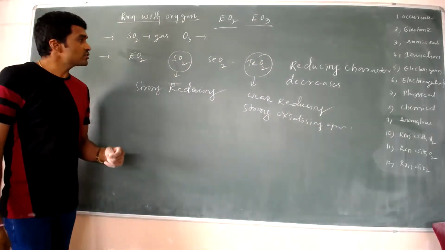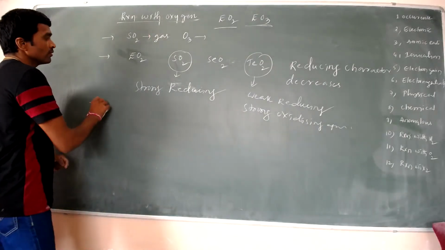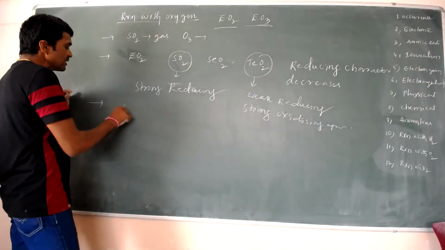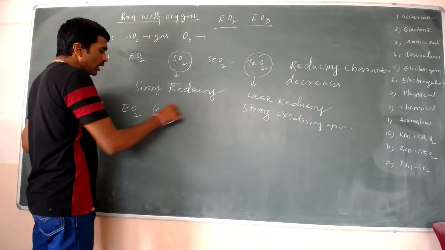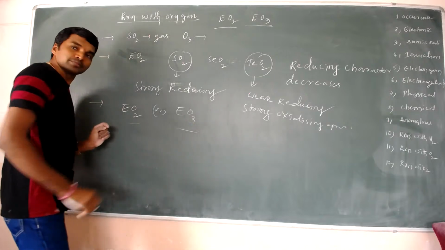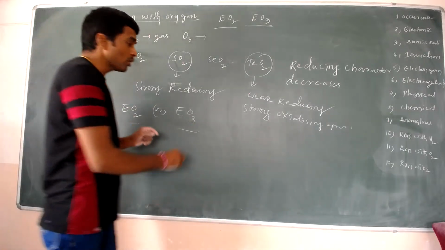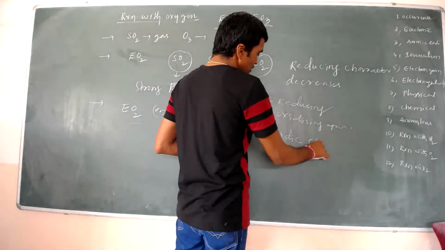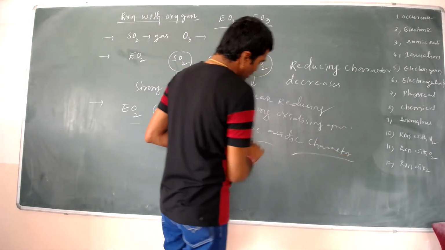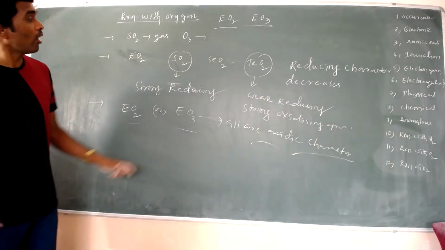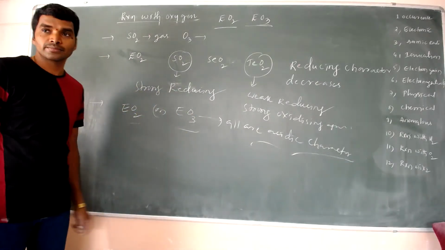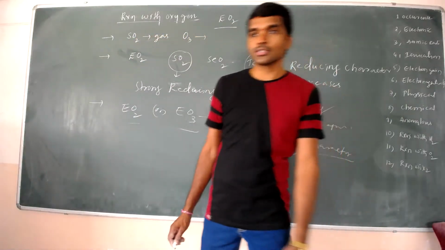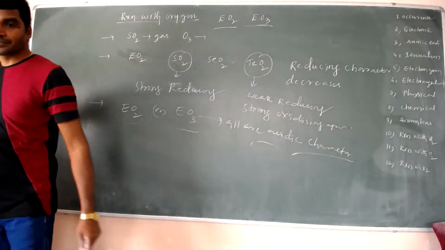And one more important point about these oxides: whether EO2 type or EO3 type, all are acidic in character. So this is the reactivity towards oxygen.